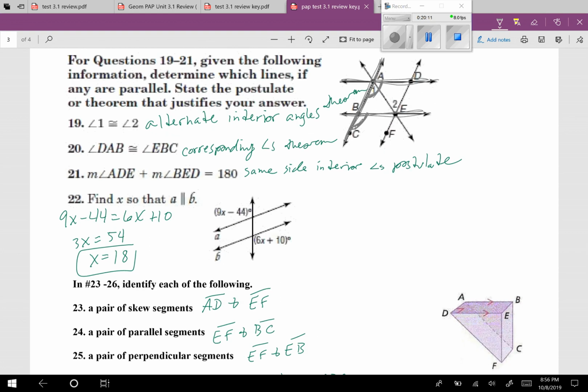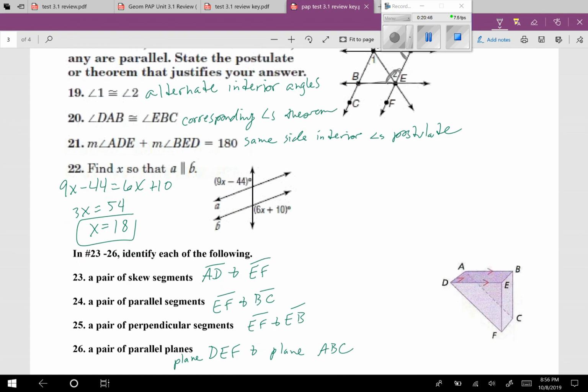Okay, and then the next one, it says angle ADE, so ADE, this angle right here, plus the measure of angle BED, so that angle, have to add up to 180. Well, think about it. What kind of angles are these? They're same side interior angles. So by the same side interior angles postulate, we know that they add up to 180. Because we know again that our lines are parallel.